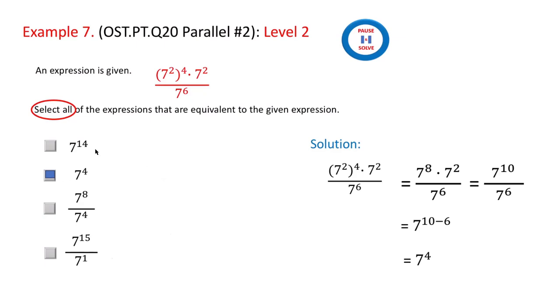Of course, you can look at this 7 to the power 14. You can take it out immediately if you want. You can take this one also out completely because that's also 7 to the power 14. So since it says select all, one would expect that this would be true. And obviously, 7 to the power 8 divided by 7 to the power 4. 8 minus 4 is 4. That's 7 to the power 4, which is also a good answer.